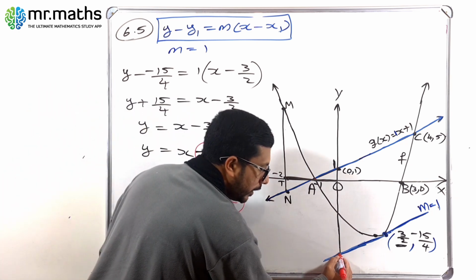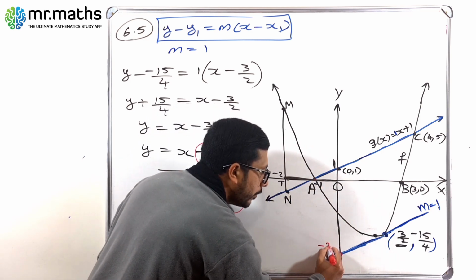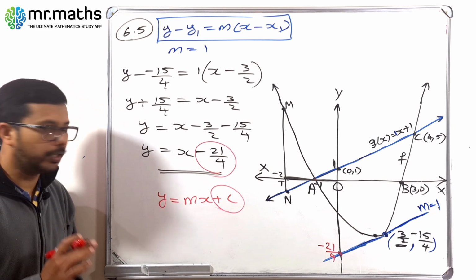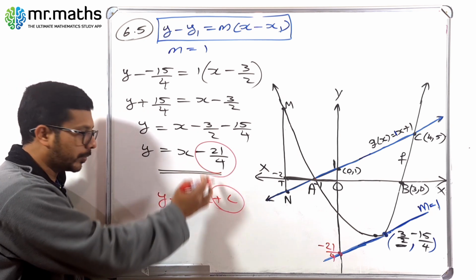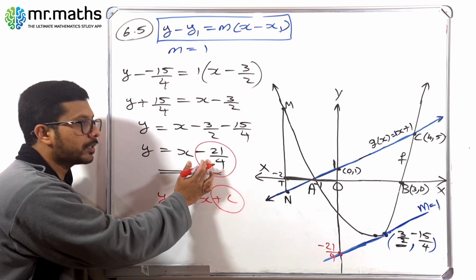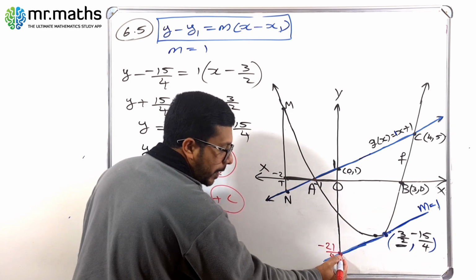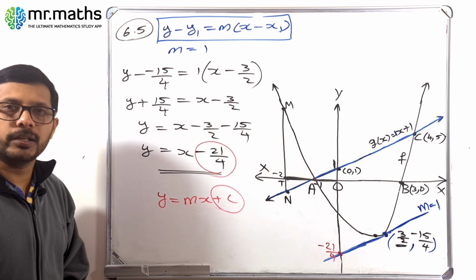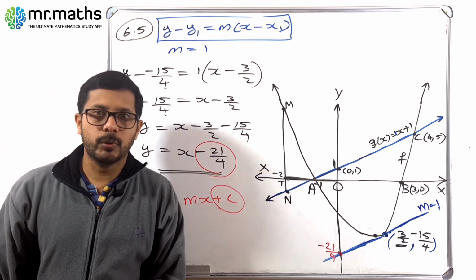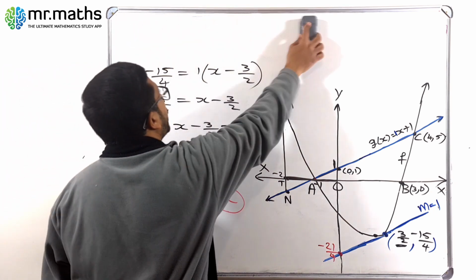So it means that here, this is the y axis. At that point, what is the y value? Minus 21 over 4. Don't forget that. This is the y intercept. If you write it like this, c stands for the y intercept. So here c is minus 21 over 4. That is the y intercept, meaning that at that point the y value is minus 21 over 4. Okay, now let's go to question number 6.6, the last question of this question paper graph section.